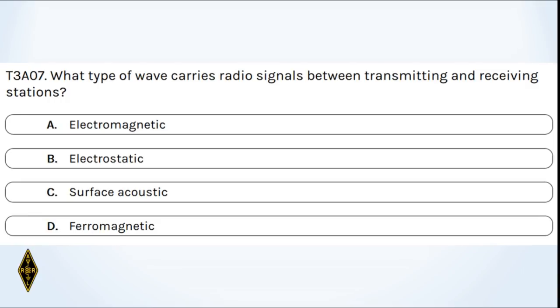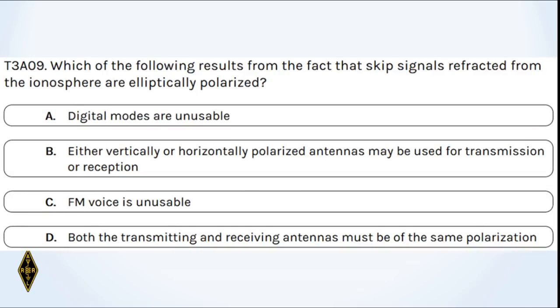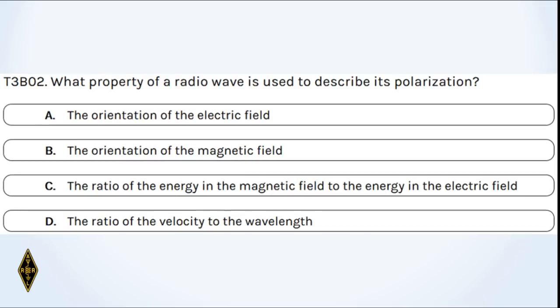And what type of wave carries radio signals between transmitting and receiving stations? Radio waves are electromagnetic waves. And which of the following results from the fact that skip signals refracted from the ionosphere are elliptically polarized? It doesn't matter whether you're using a horizontal or a vertical antenna when you're dealing with the ionosphere, because it's going to tumble it anyway. So either type of antenna can be used.